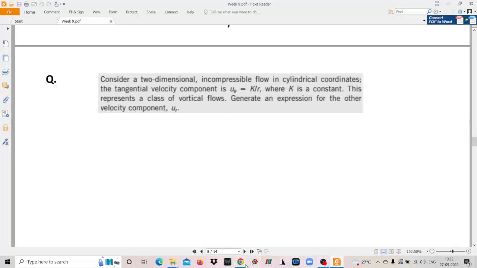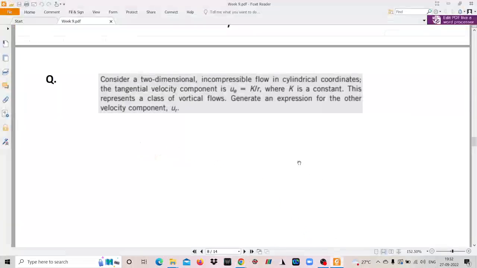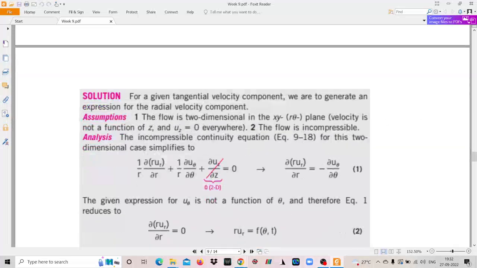So in the given problem, the expression for u theta is given, which is equal to k by r, and you need to find the expression for u r when it is given that the flow is two-dimensional and incompressible. For a given tangential velocity component, we have to generate an expression for the radial velocity component. The flow is two-dimensional.